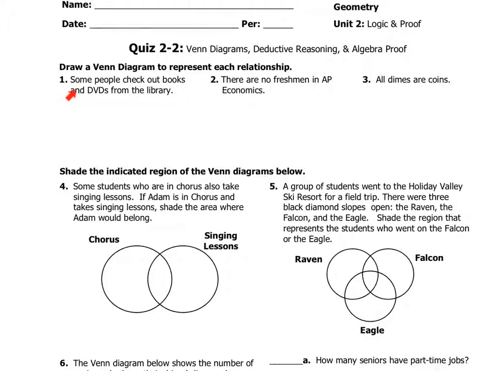So draw a Venn diagram for number 1. Some people check out books and DVDs from the library. Keyword right here, and. So draw a Venn diagram and make sure you label it like they did in this one down here. Label the circles. Number 2, there are no freshmen in AP Economics. How would you draw that? Again, use your notes. And number 3, all dimes are coins. All is your hot word right here. Again, use your notes.